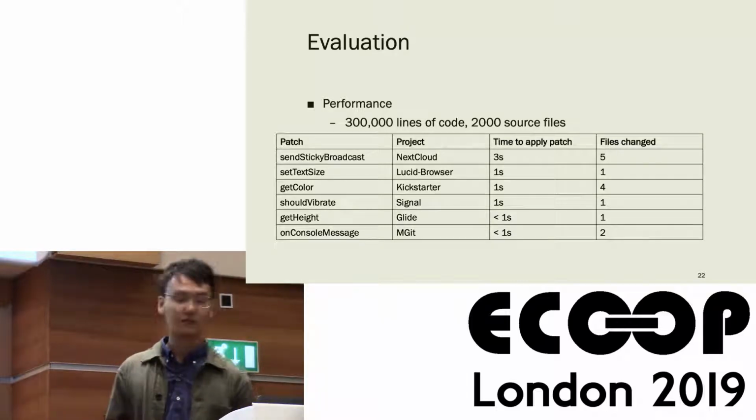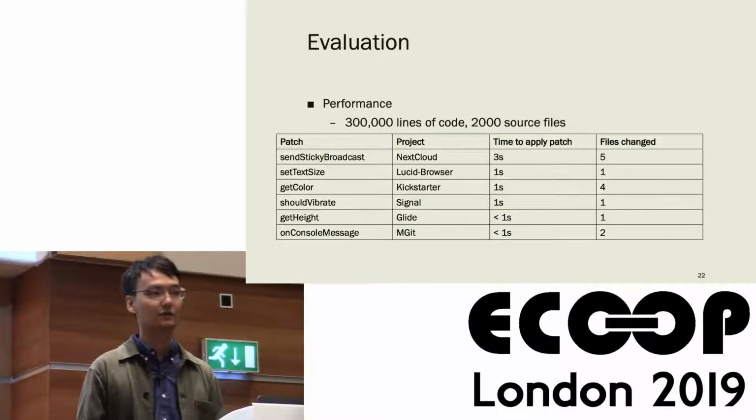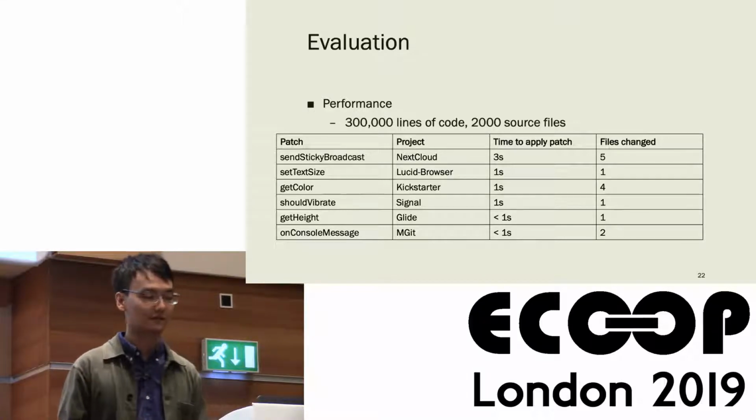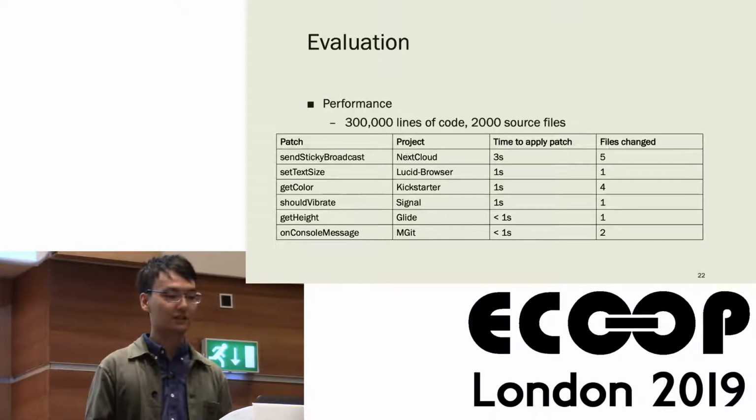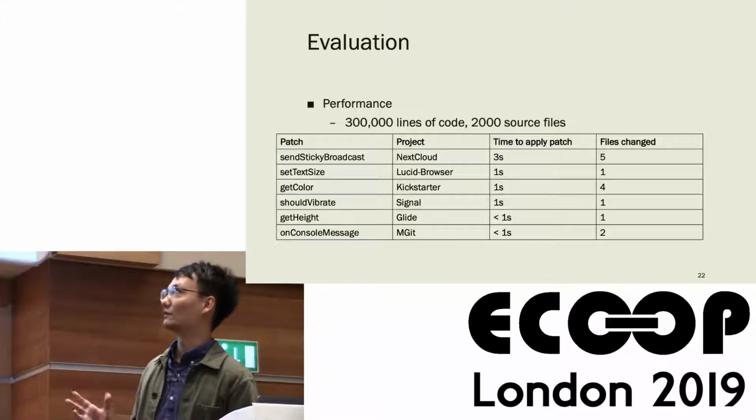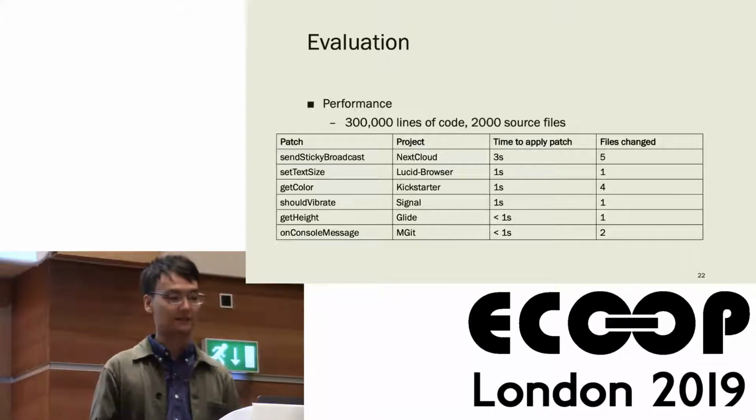In terms of performance, Coccinelle 4J performs quickly. These 6 projects represent over 300,000 lines of code and 2,000 source files. And the time to apply a semantic patch in each case is negligible, even in the cases where we have to modify multiple transformation sites.